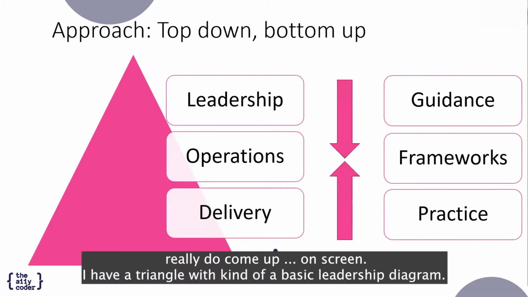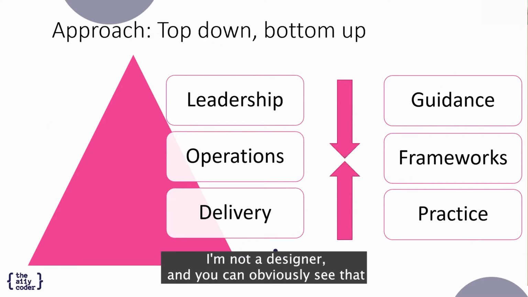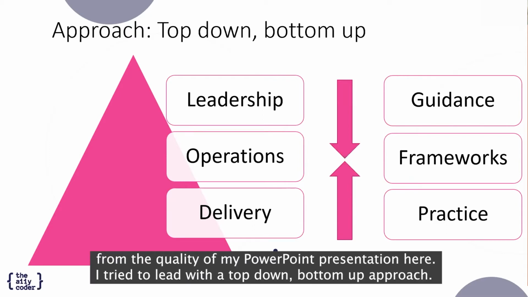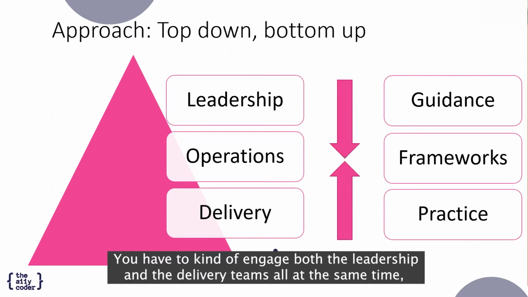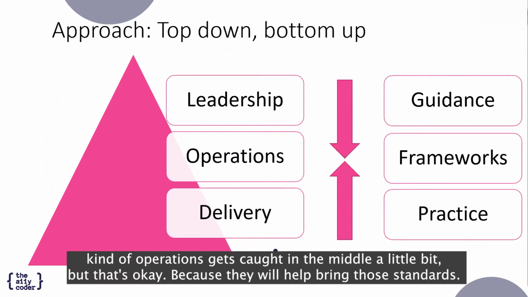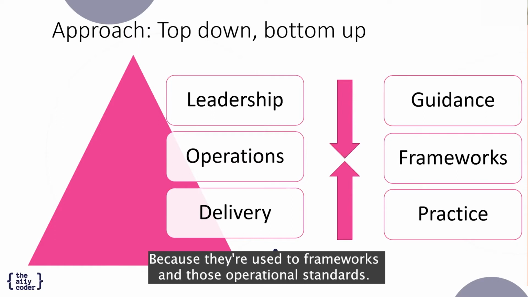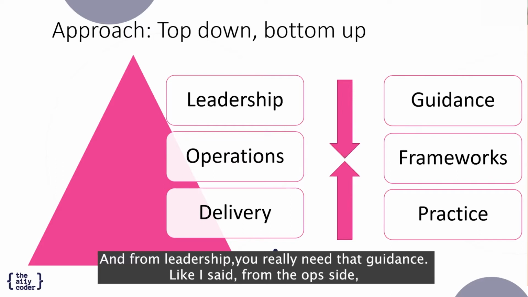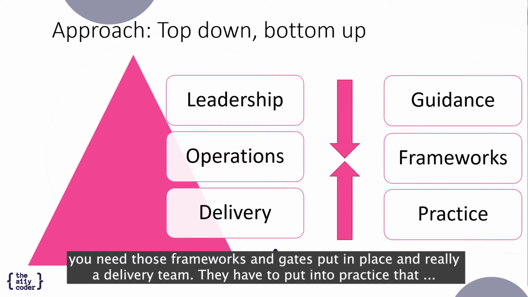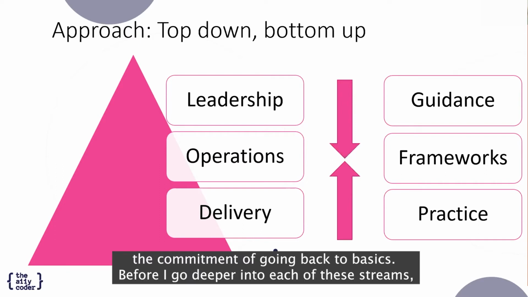And I'm on screen, I have a triangle with a basic leadership diagram. I'm not a designer, and you can obviously see that from the quality of my PowerPoint presentation here. I try to lead with a top-down, bottom-up approach. You have to engage both the leadership and the delivery teams all at the same time. Operations gets caught in the middle a little bit, but that's okay because they will help bring those standards, because they're used to frameworks and those operational standards. And from leadership, you really need that guidance. From the ops side, you need those frameworks and gates put in place, and the delivery team has to put into practice the commitment of going back to basics.